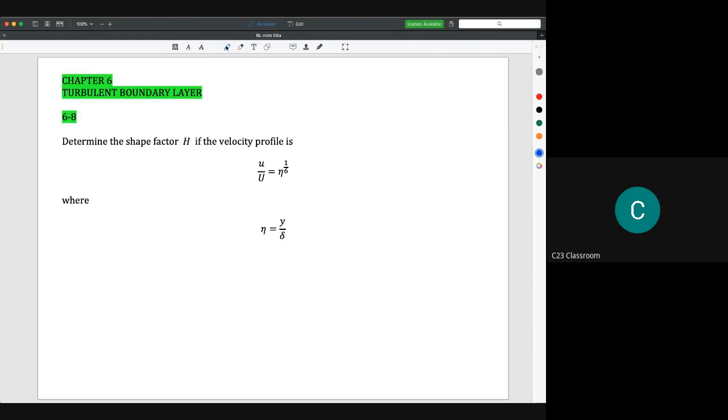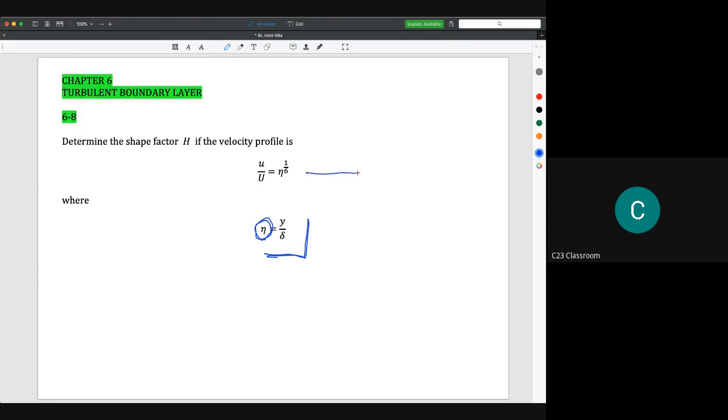So we see tutorial number 6.8. Determine the shape factor H if the velocity profile is given as u over U equal to eta to the power of 1 over 6, and it is given that eta is equal to y over delta. In some textbooks, they will use the velocity profile in terms of eta because Blasius used this symbol for the similarity problems. So it is okay for you.